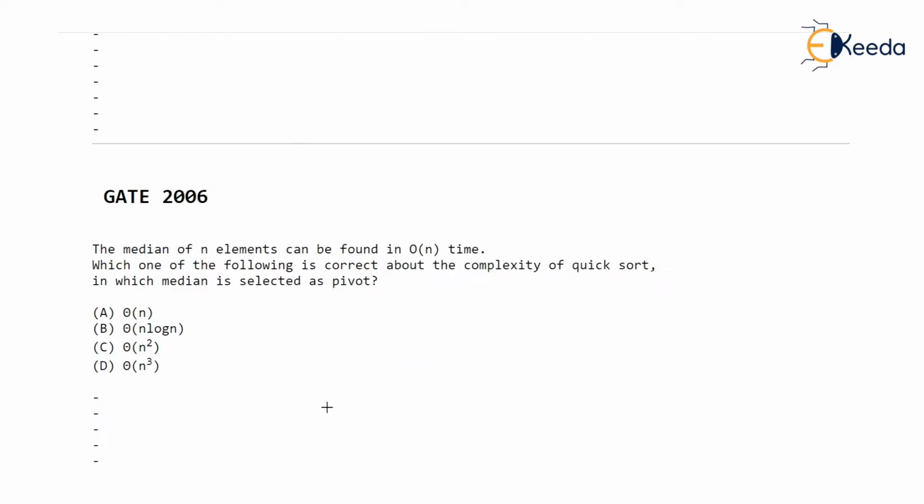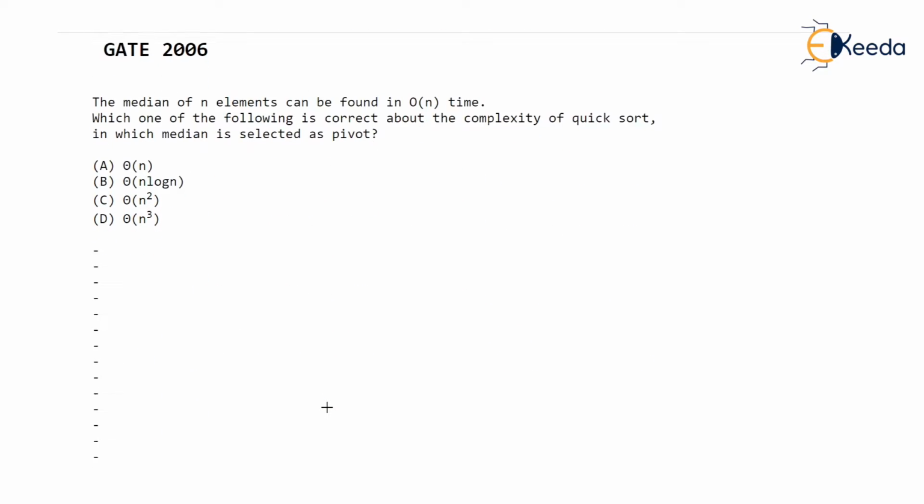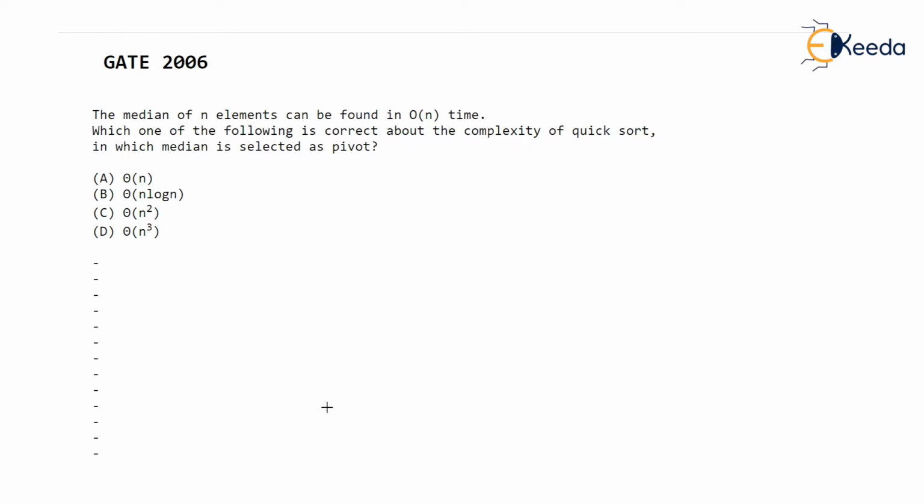GATE 2006. What they are asking is about the median of n elements. The median of n elements can be found in O(n) time. So there exists an algorithm which finds the median of n elements in O(n) time. They have not given that algorithm. Which one of the following is correct about the complexity of quicksort?